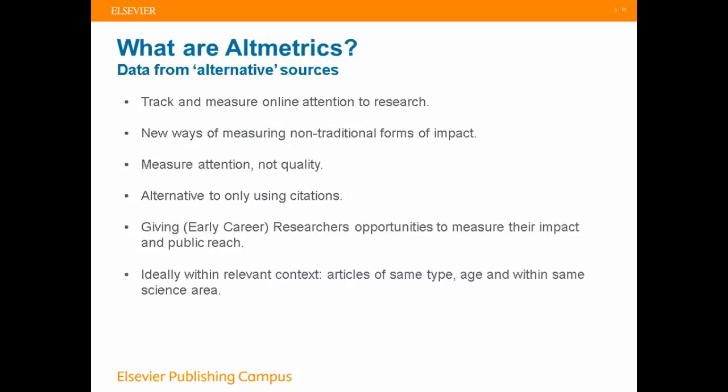So what exactly are altmetrics? They are data from alternative sources. Alternative is alternative to the historical citation sources. They track and measure online attention to research, but there are also new ways of measuring these more non-traditional forms of impact. It's important to realize that they only measure attention, not quality, because also negative attention is attention and will be measured via altmetrics. So if you see a lot of Twitter mentions of your article, it doesn't mean they are all positive. They could also well be all negative or partly positive and partly negative.